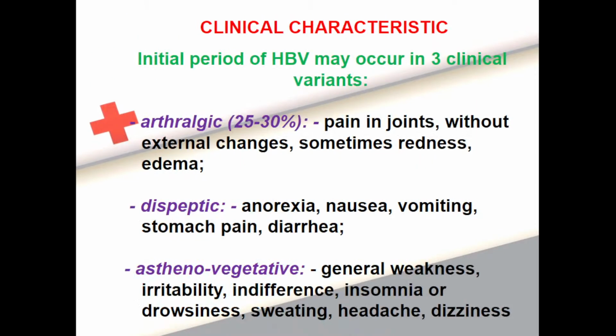In the initial period of HBV, it may again be dyspeptic or astenovegetative, but here it may also be with rashes, and it may be arthralgic, which is not typical for hepatitis A. The arthralgic initial period occurs in 25 to 30%: pain in joints without external changes, sometimes redness, edema.